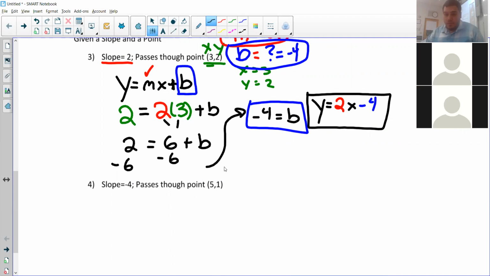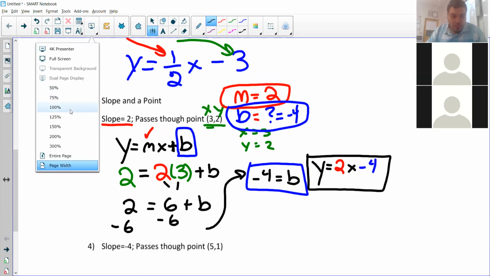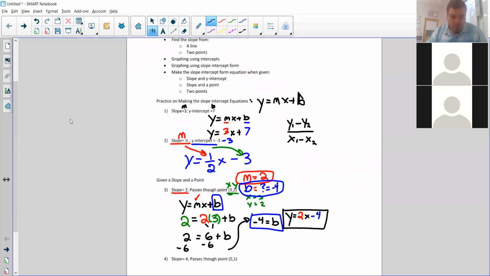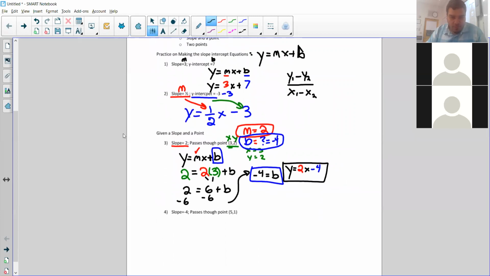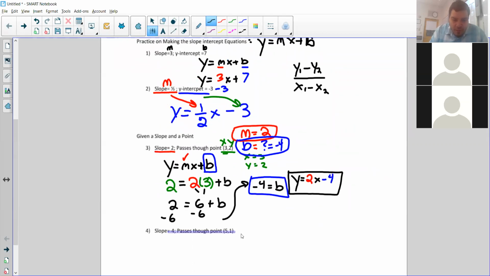Wait, can you scroll up for 1 second? Like here? Like to the other problem for a second. Is that better? Yeah. So number 4, the slope is -4. Let me see if I can zoom in a little bit more. There we go. The slope is -4, and it passes through (5, 1). So everyone should be trying number 4 right now. See if you got the concept of this. Remember, following these steps, you're going to plug in everything but b to find b.